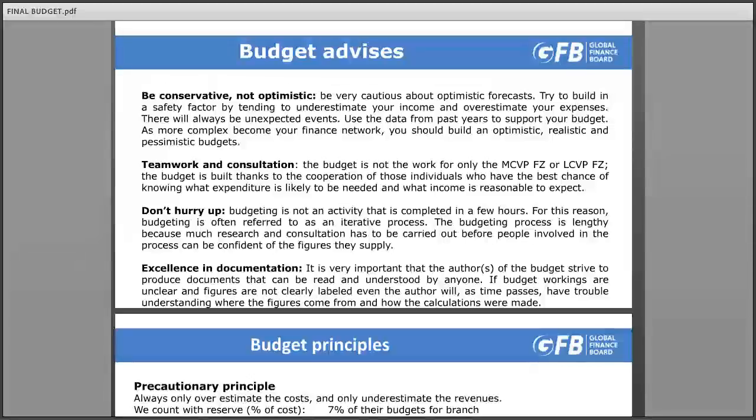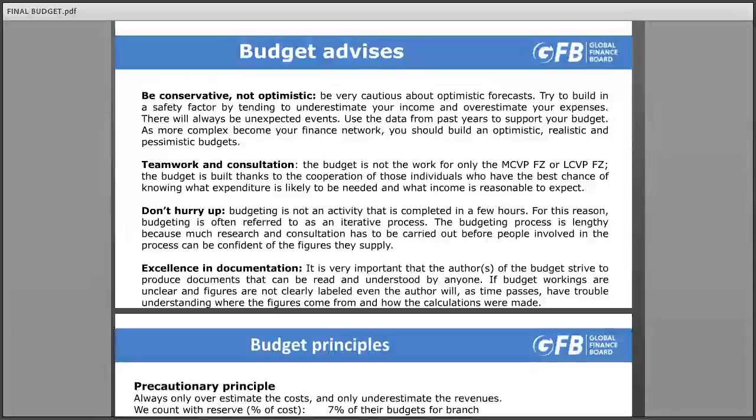Third one, don't hurry. Budgeting is not an activity that is completed in a few hours. For this reason, budgeting is often referred to as an iterative process. The budgeting process is lengthy because much research and consultation has to be carried out before the people involved in the process can be confident of the figures they supply.